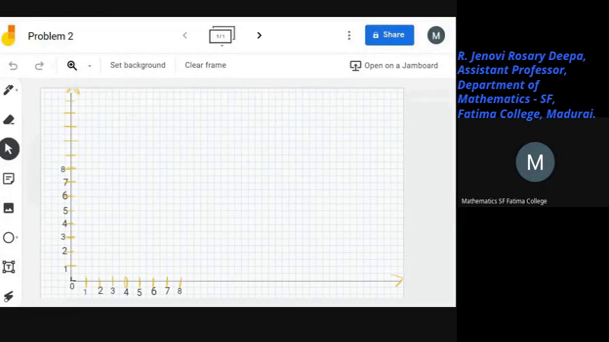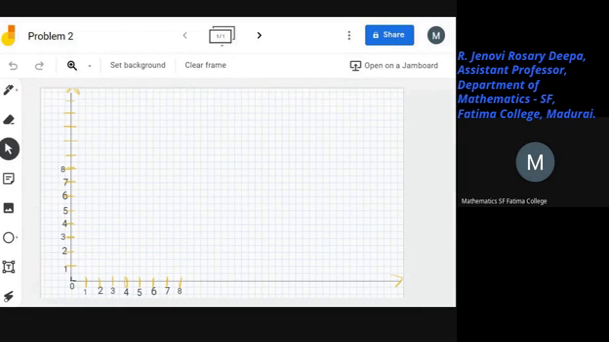Now this graph, you also do at your home. Now you take the graph sheet. Is the screen visible? Yes, ma'am. Okay. Now you take the graph sheet at home. So now we are going to plot the points.